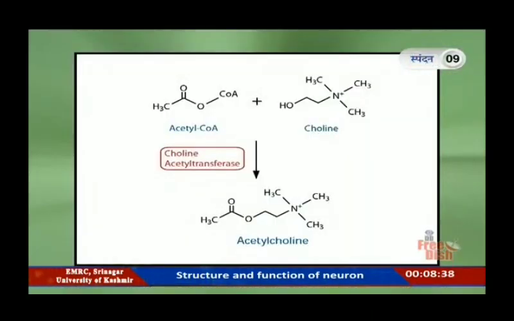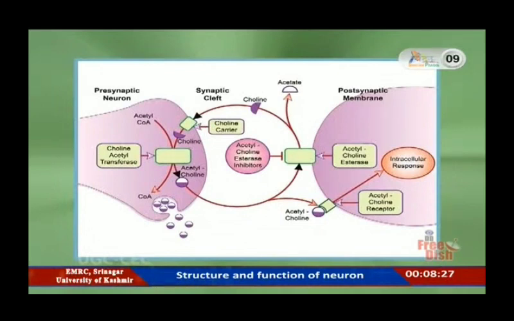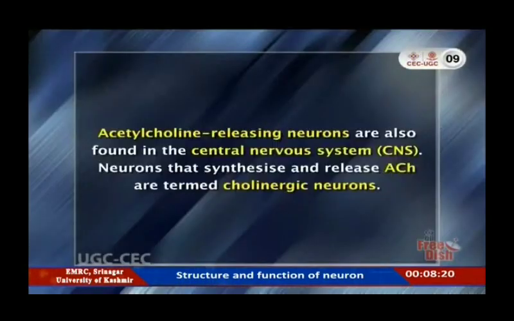Now let us discuss acetylcholine as a neurotransmitter. Acetylcholine, ACh, is a simple molecule synthesized from choline and acetyl coenzyme A through the action of choline acetyltransferase. Once released, acetylcholine binds to postsynaptic receptors and is degraded by acetylcholinesterase. Acetylcholine-releasing neurons are also found in the central nervous system, CNS. Neurons that synthesize and release ACh are termed cholinergic neurons.